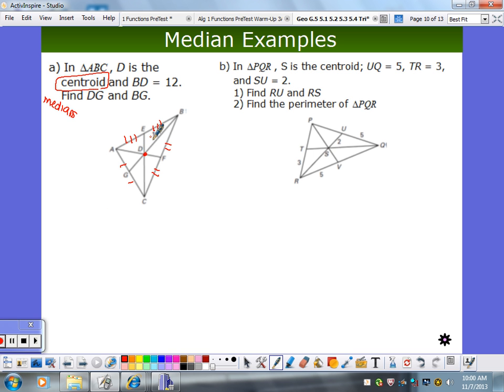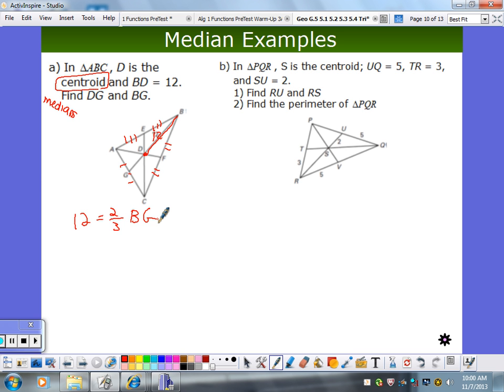It says BD is 12. A little hard to read here. This length. Find DG and BG. The whole thing. Well, 12 is 2/3 of the whole thing, right? Isn't that my theorem? 12 is 2/3 of the whole thing.